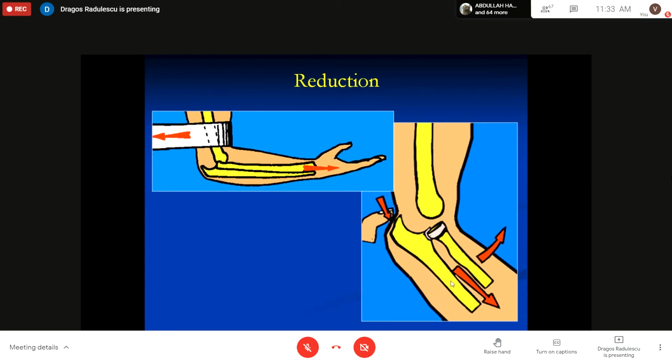So if you can, besides these two maneuvers, you can add the internal rotation if it's a posterior lateral dislocation, or the external rotation if it's a posterior medial dislocation. So traction, traction, external rotation.